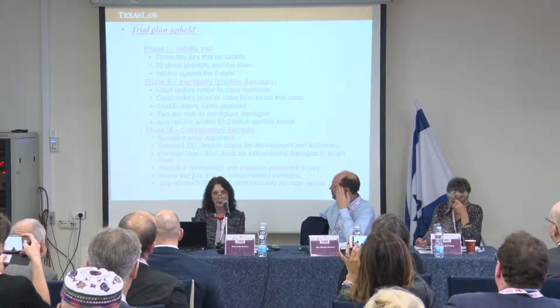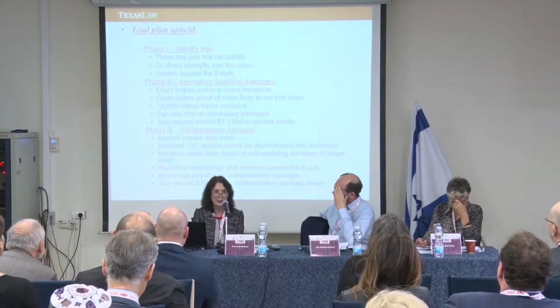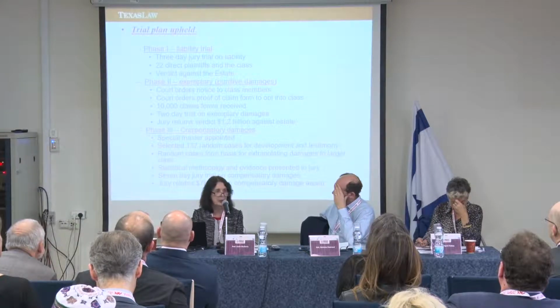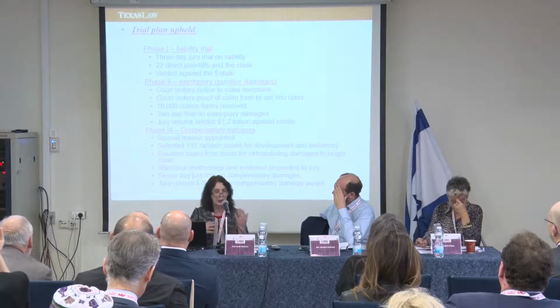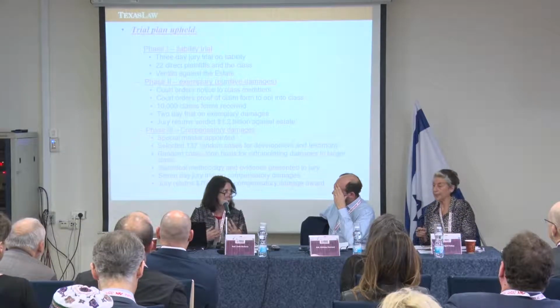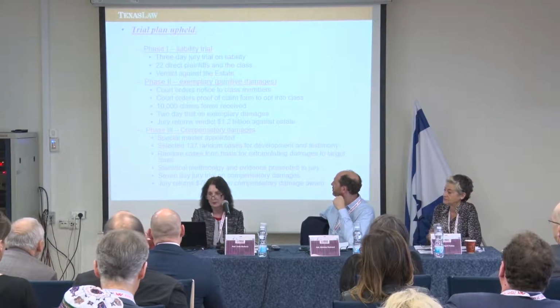This was what the three-phase trial plan looked like. For those of you who might know something about mass tort litigation in the United States, in the 1980s down through the 1990s, there was a lot of experimentation with multi-phase trial plans that took the different stages of a trial and put them in different orders. And that was what was going on here. So this doesn't look like an ordinary trial.